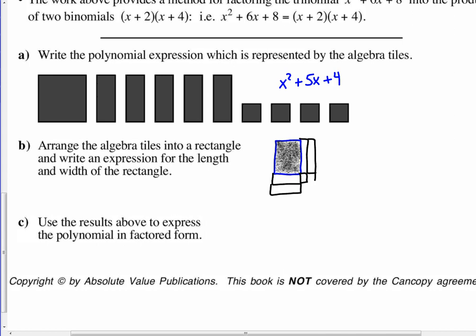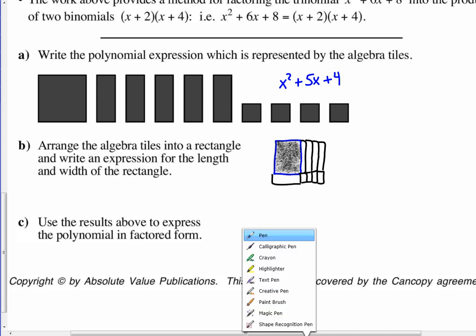Wait, that's not enough. I need 5. So would that work? No, because how many 1s would that be? That would be 6. So that's not going to be it. Undo, erase. Put 4 on one side and then 1 on the other. Does that equal 4 1s? Yeah, that does. Okay, that'll work. That gives me the 5 1s.